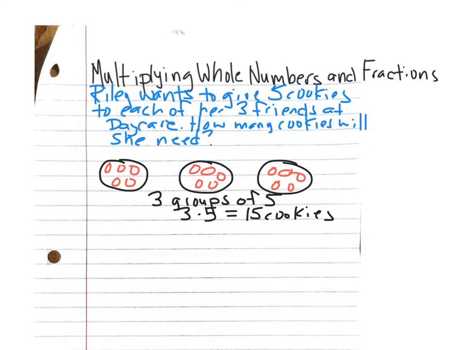The part I really want to emphasize is this part here, the 3 groups of 5. Because oftentimes I will have students that will do 5 times 3. And now 5 times 3 will give us the same answer. This would actually, in terms of what we're doing, mean 5 groups of 3. And that's not what we're looking for in this particular situation. So being really mindful of the order in which we're multiplying the numbers.